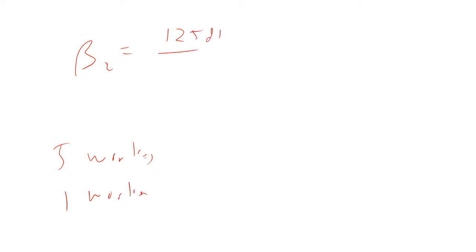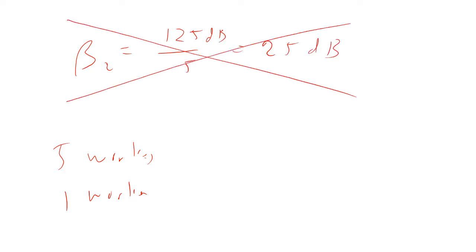Naively, students will sometimes think that the new sound level is, since you had five workers and now you have one worker, that you divide the 125 decibels by 5 and get 25 decibels. That is entirely wrong. It's going to be completely wrong, and don't even expect partial credit for that, because I'm telling you right now, this is not the right reasoning.